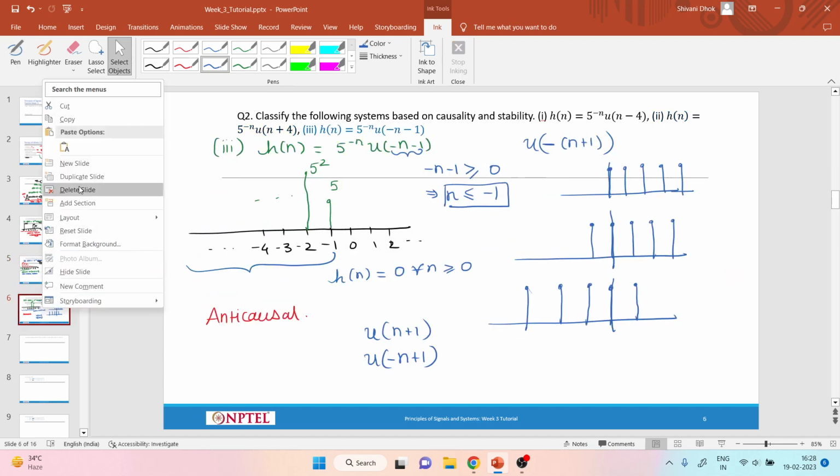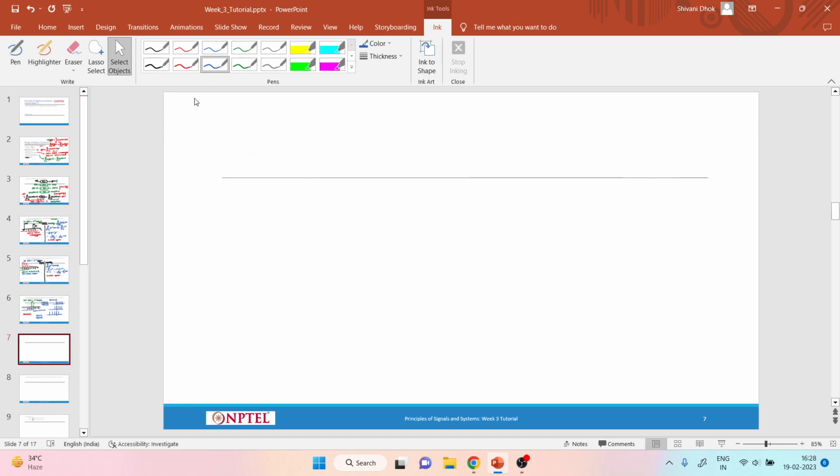Combinations of n minus 2 plus 1, minus n minus 3. I understood what the problem is. You are not able to handle how the shift and flipping is happening when they are combined, particularly during convolution, and I'm getting confused. Okay, I got it. So I'll add one new slide here.